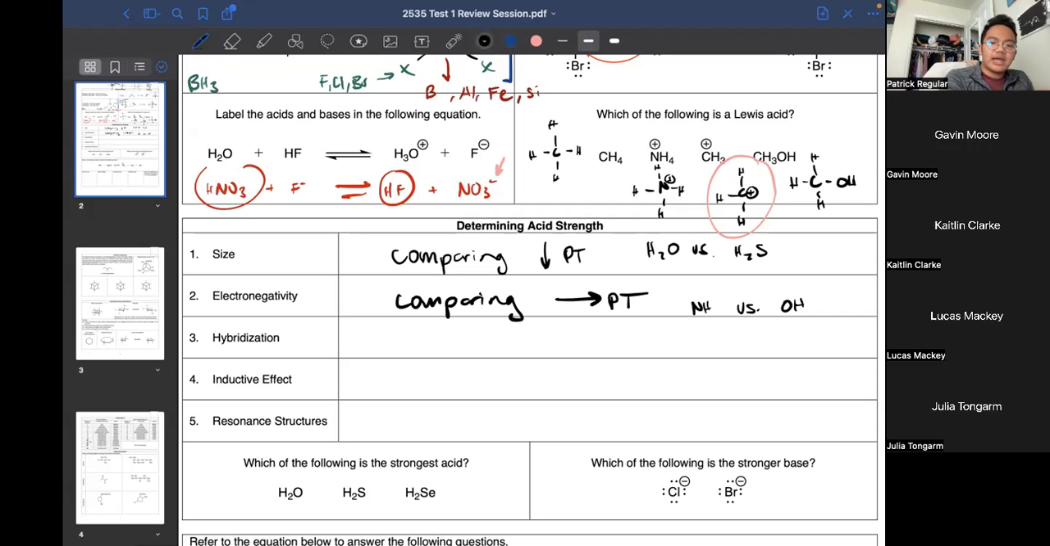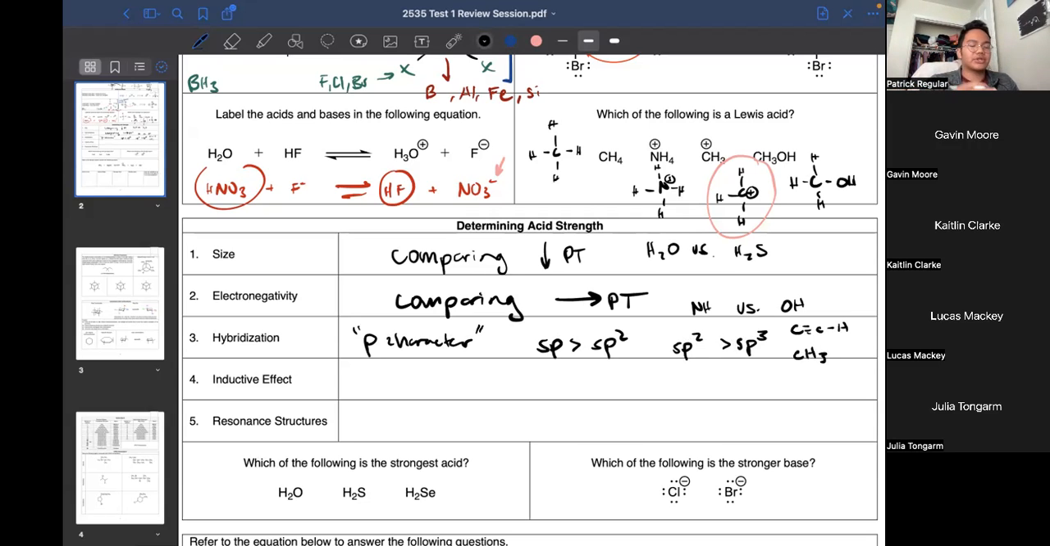Let's move on to hybridization. Hybridization just talks about p character, and this is really easy. sp is more acidic than sp2, and sp2 is more acidic than sp3. That's it. So an alkyne, C≡CH, is more acidic than methane. You'll deal with that a lot more later on, but just know that this hierarchy, sp, sp2, sp3, is all you have to know with regard to which is more acidic for hybridization.